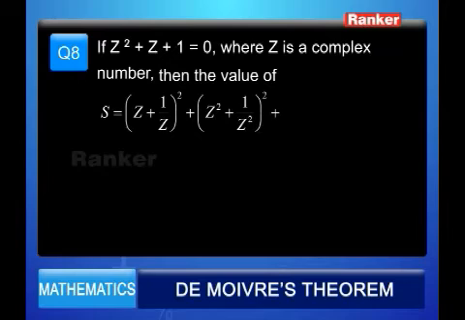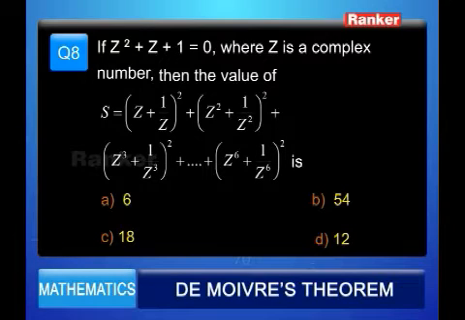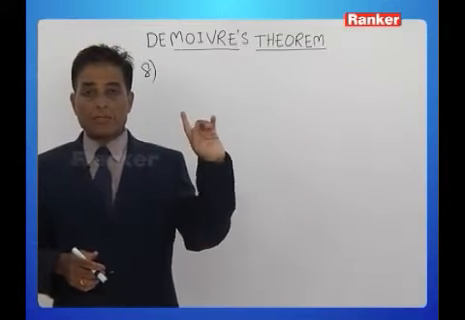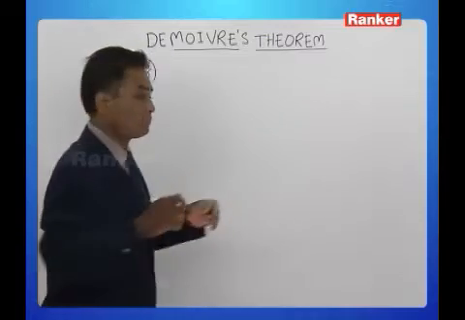Question number 8. If z square plus z plus 1 is equal to 0 and z is a complex number, then what is the value of (z plus 1 by z) whole square, plus (z square plus 1 by z square) whole square, plus (z cube plus 1 by z cube) whole square, and so on up to (z power 6 plus 1 by z power 6) whole square? Options are given: first option 6, second is 54, third is 18, and fourth is 12. Let us see the right answer and right option for question number 8.